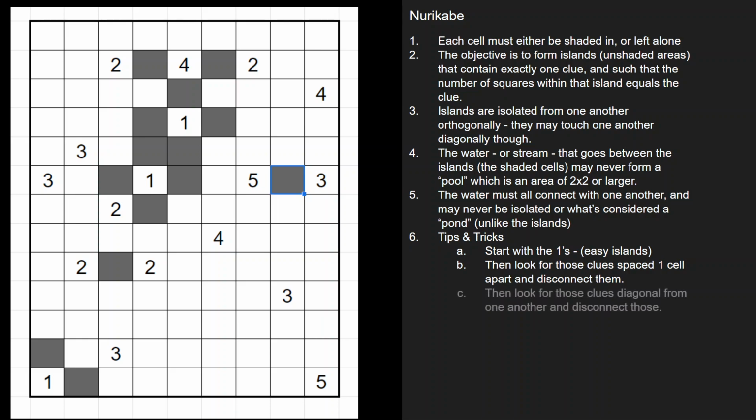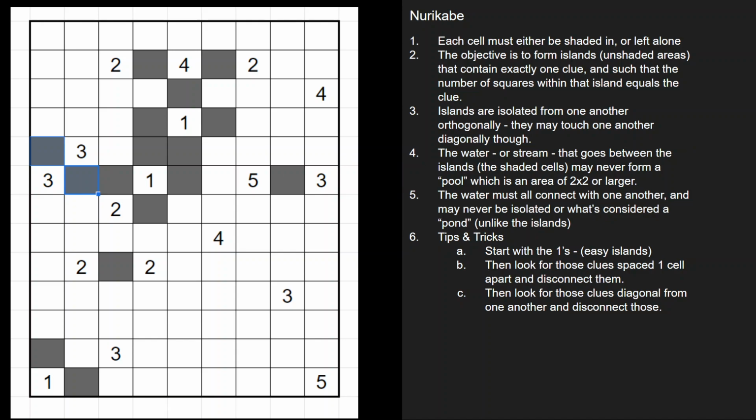The next thing that I look for are clues that are diagonal from one another, and I have to split those up. So for instance, you see these 3s here. You know that this island could not go up, otherwise it'd run into this other one, and vice versa. This island here could not go down because it'd run into the other clue. So what I can do is take these two cells and split them apart, have water flow through that.